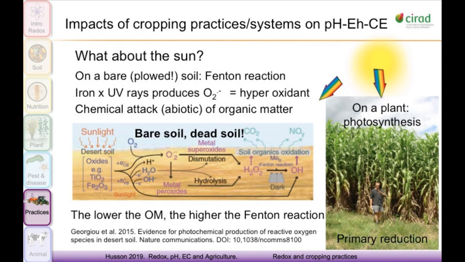You had a plant. The energy of the sun is the energy for the reduction. Okay? So we have free energy. Here we have strong reduction. Here we have strong oxidation.